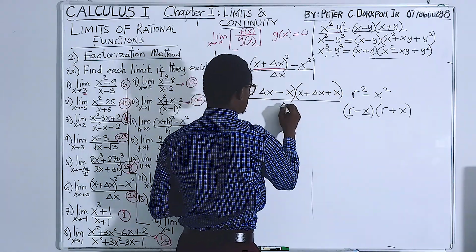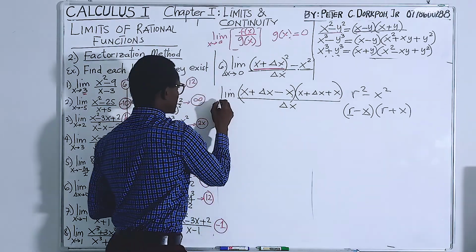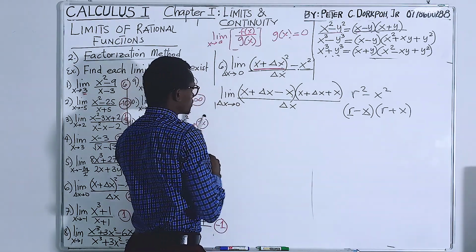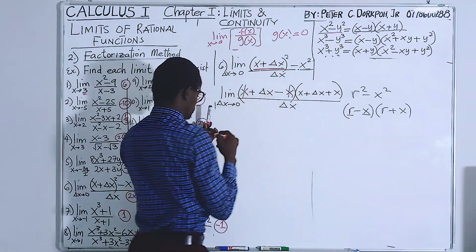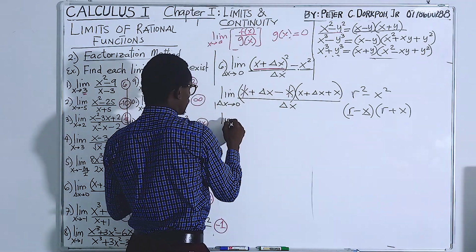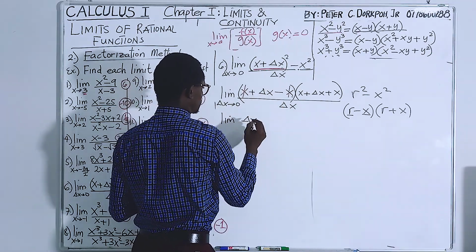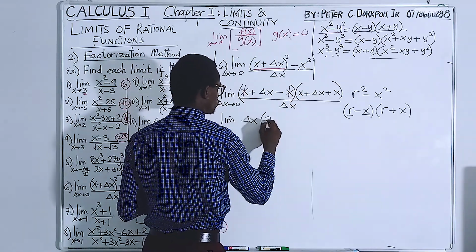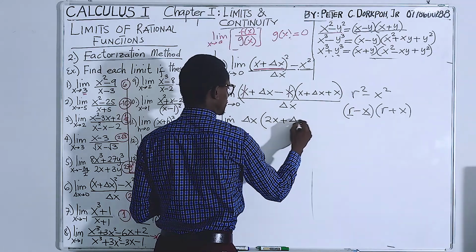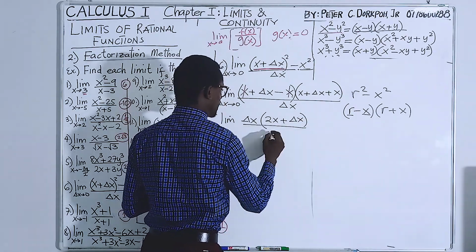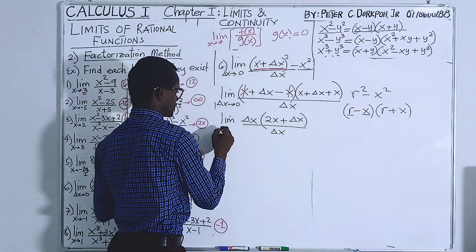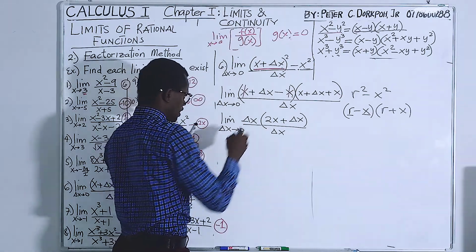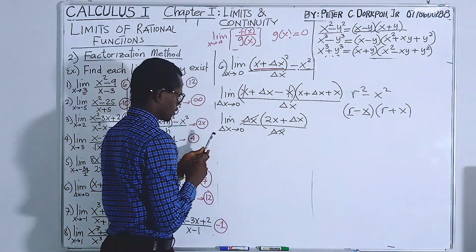Divided by Δx, as Δx is now approaching 0. So what happens? You have this and this going out. So we just have the limit of Δx times (x plus x now is 2x plus Δx) divided by Δx, as Δx is now approaching 0. So what happens? Δx and Δx also go out.